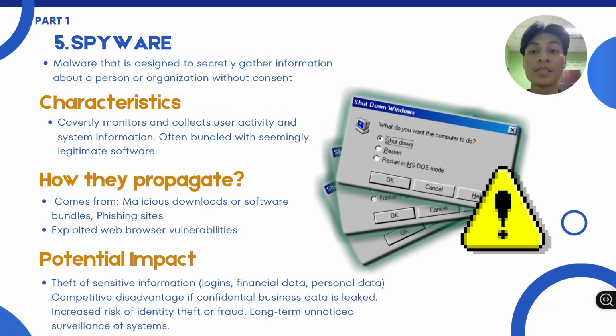Last but not least, the fifth type of malware is spyware. Spyware is designed to secretly monitor and collect information about users without their knowledge or consent. It can track browsing activity, record keystrokes, capture screen recordings, and steal sensitive data such as usernames, passwords, banking information, and personal details. Spyware often enters systems through malicious downloads, software bundles, phishing websites, or exploited browser vulnerabilities.